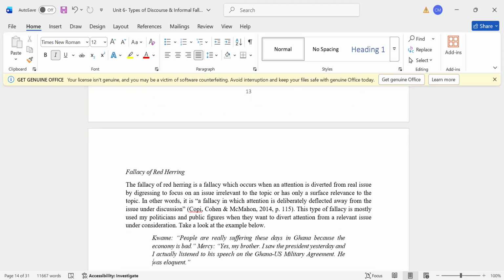Then the red herring is a little bit close to the straw man. The red herring is a deliberate diversion from the relevance of the issue. For the straw man, it is something tiny which is weak in the whole text. But for a red herring, it is not there at all. There's nothing there that you are focusing on. You rather divert attention from the issue that is being discussed.